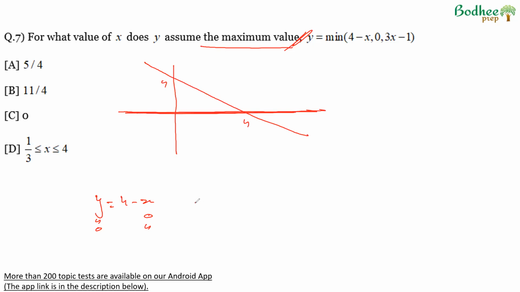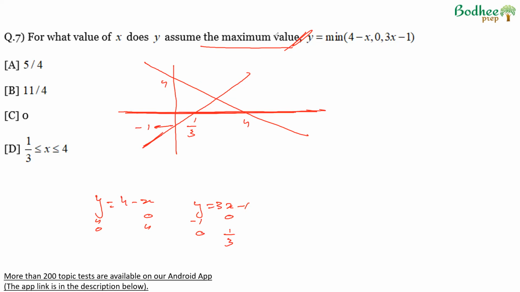Y is equal to 3x minus 1. When x is 0, y will be minus 1. When y is 0, x will be 1 by 3. Positive x, negative y. It will pass somewhere from here. This will be 1 by 3. This point here will be minus 1.